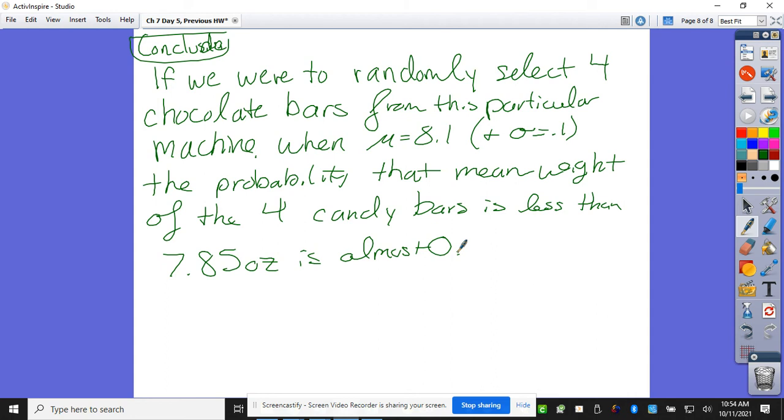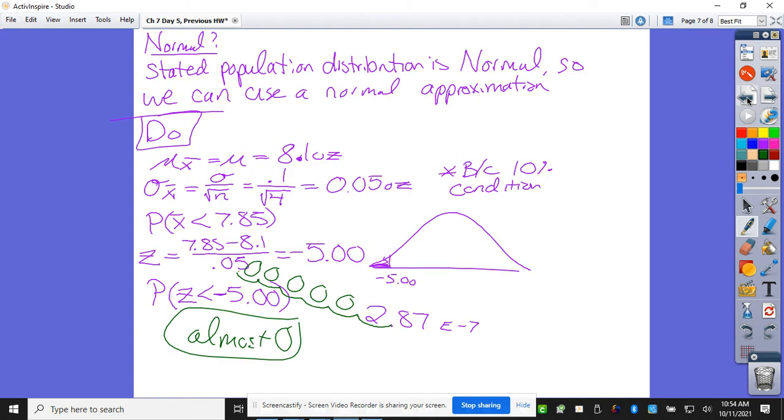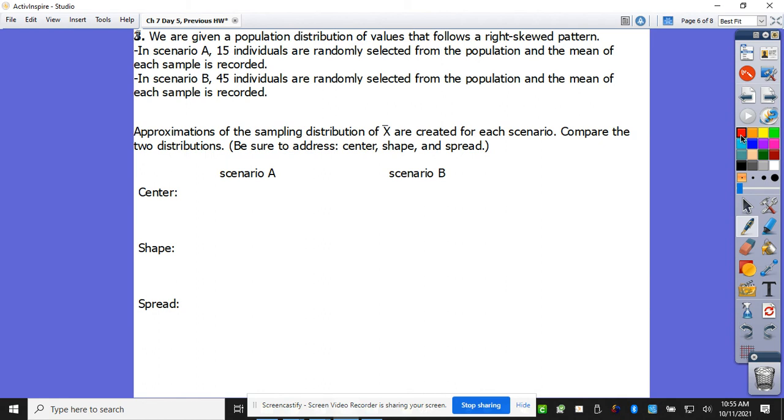I have questions with 1 or 2. And so number 3 was kind of vague. It didn't give you much of any numbers. It just said in scenario A, we're randomly selecting from this population and we're taking 15 of them. In scenario B, we're taking 45 randomly selected at a time. And it says the population distribution is right skewed. So what do I know about the center of my 2 distributions of selecting 15 at a time versus 45 at a time?